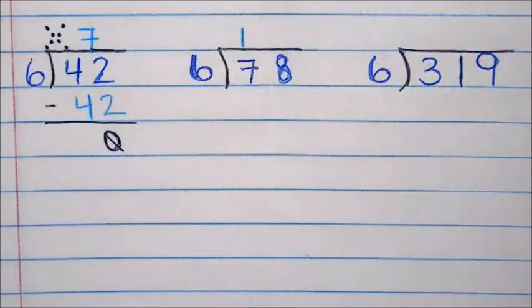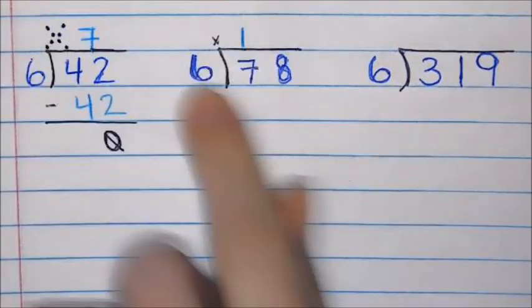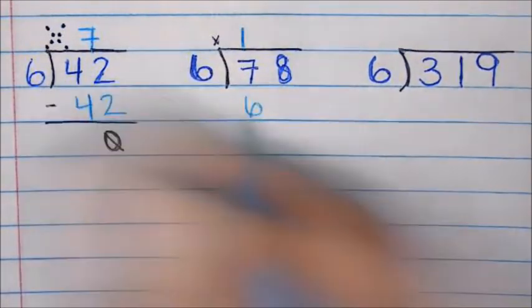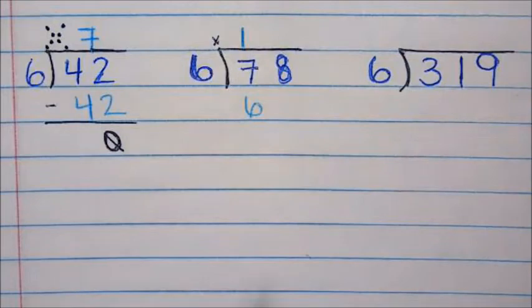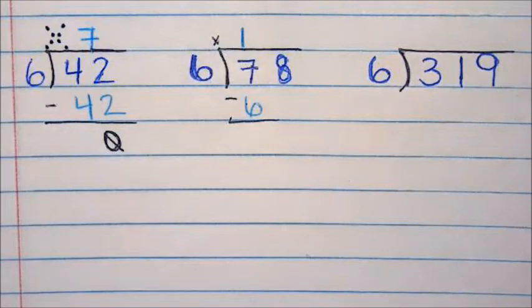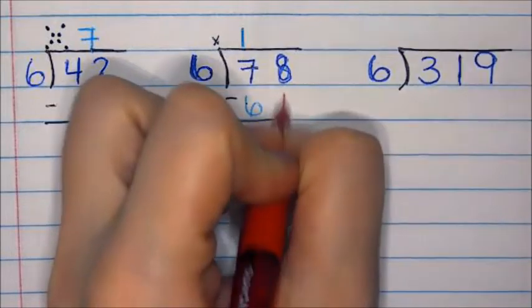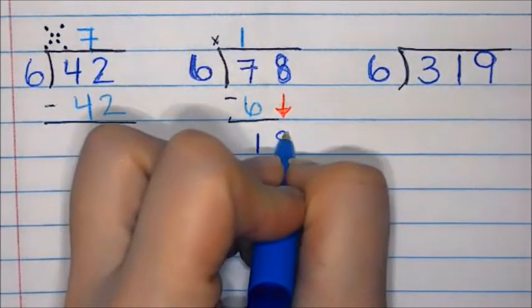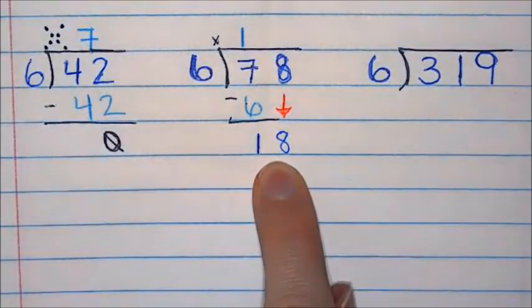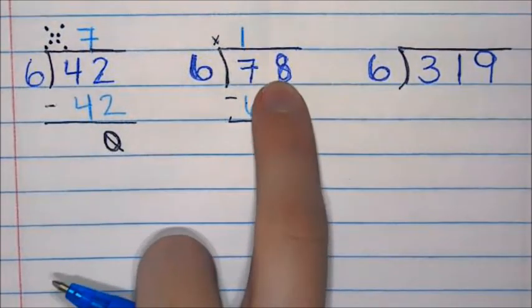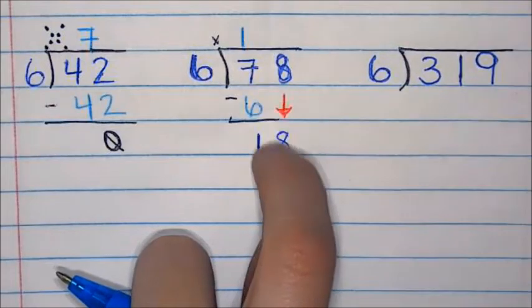Now I'm going to multiply. I'm going to multiply 6 times 1, and that is 6. I'm going to subtract, that's sister. 7 minus 6 is 1, and I'm going to bring down, that's brother, and that would be 8. Now I'm going to have to divide 18 divided by 6. Please notice that when we bring down, we only bring down one number at a time.